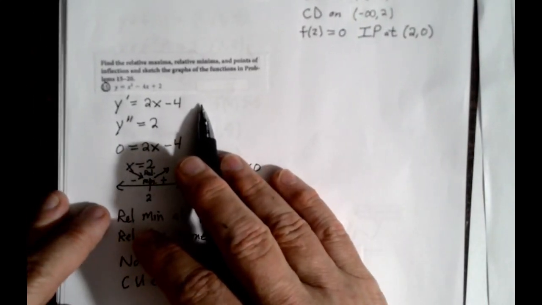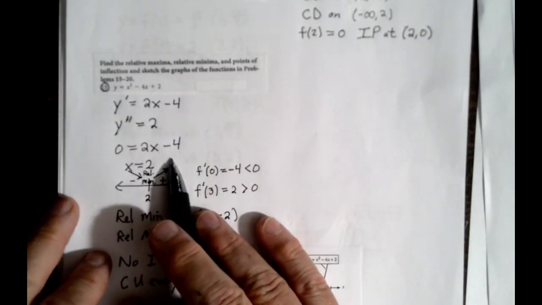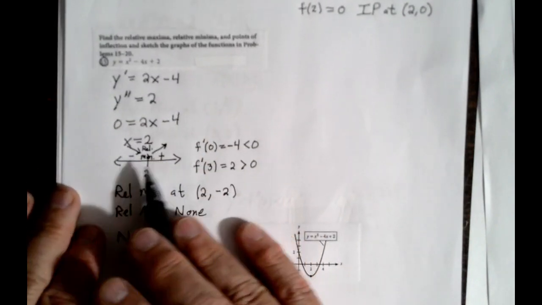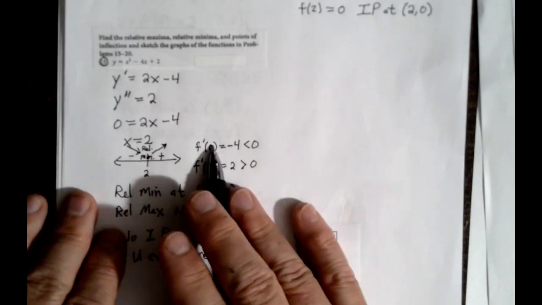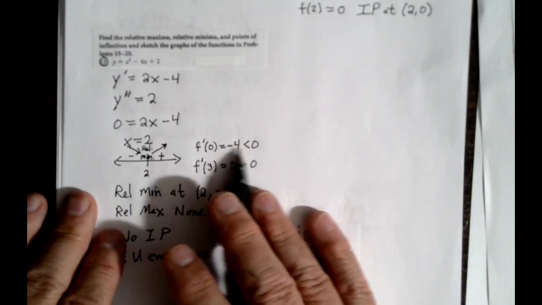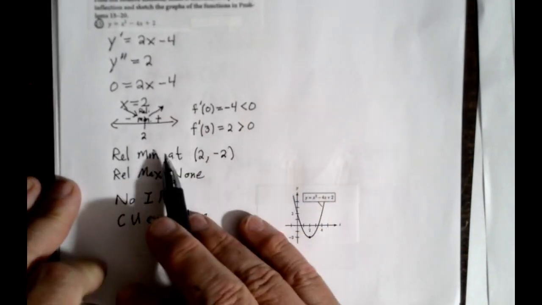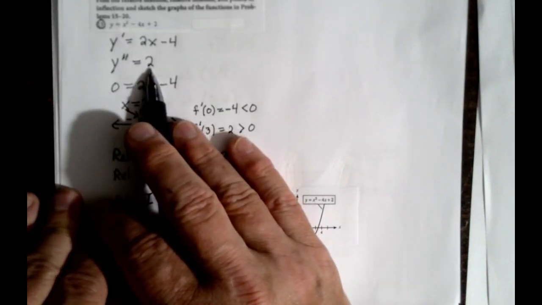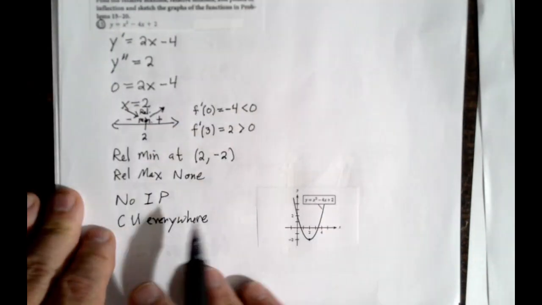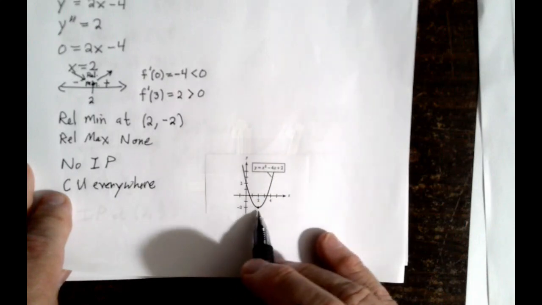This one, find the relative max, mins, points of inflection, and sketch it. Alright, so first and second derivative, you set the first derivative equal to 0 and you get 2. That's your one critical point. So you check values on either side with the first derivative, and you get negative, which means it's decreasing, and you get positive, which means it's increasing. So you got a relative min there at 2. There is no relative max. There is no point of inflection because the second derivative is constantly positive, so it's always concave up everywhere. And if you look at the graph, it is concave up everywhere, and it only has one relative min.